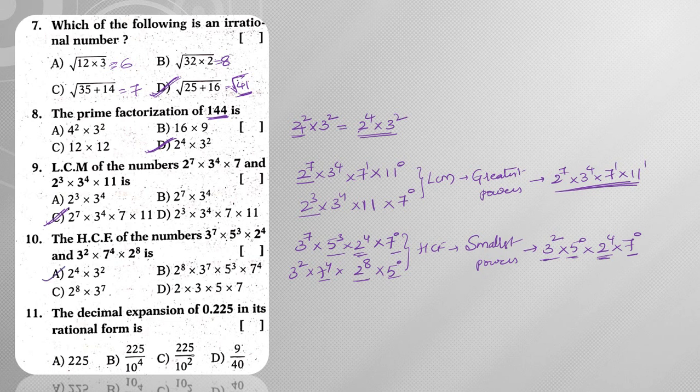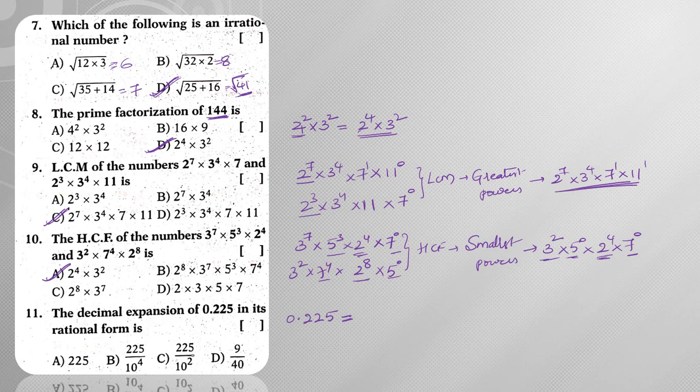So 3 square into 2 power 4, option A will be my HCF, right? Next, moving on to question number 11. So I need the decimal expansion of, so decimal expansion of 0.05 is given. We need to write it in rational form, so that is nothing but p by q form.